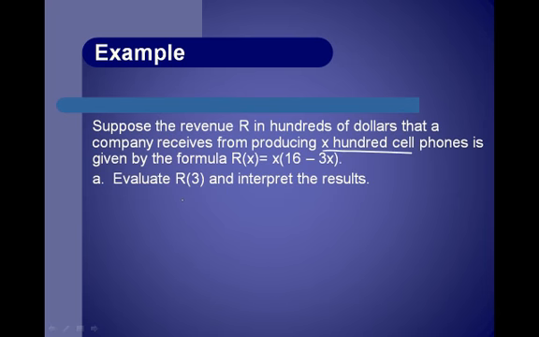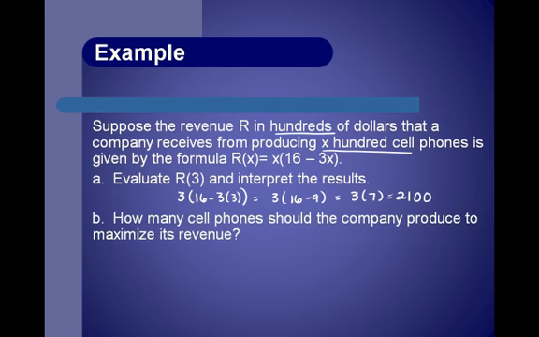So R of 3, when we plug that in there, would be 3 times 16 minus 3 times 3, which is 3 times 16 minus 9, which is 3 times 7, which is 21. So R of 3 means the revenue from producing 300 cell phones is $2,100 because R is the revenue in hundreds. The B part says, how many cell phones should the company produce to maximize its revenue?